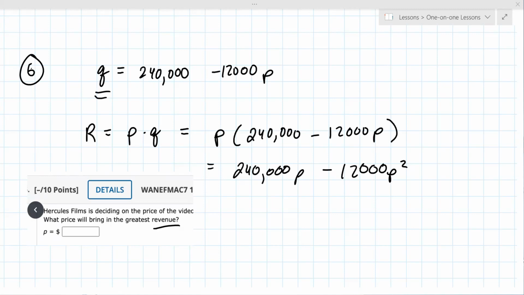Is P equal to 10? That sounds super reasonable. Why don't you give that a try and see if that works. Yeah, that's right. That's right. Great.